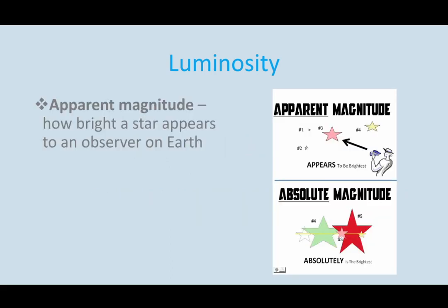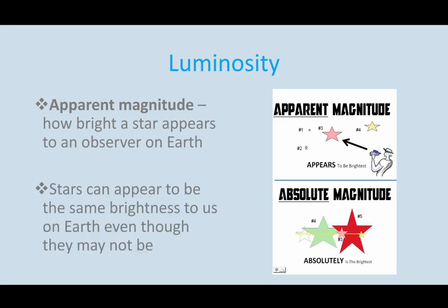So apparent magnitude is a term that describes how bright a star appears to someone on Earth. So when you're looking outside at night and you take a look at all the stars, you're basically looking at the apparent magnitude, right? So you're looking at how bright they appear to be. And stars can appear to be the same brightness to us on Earth, even though they may not be. So again, when you look up at the sky, you may see no difference in all the stars. You may say they all shine with the same brightness, or they appear to have the same brightness, and that's fine because that's the apparent magnitude.